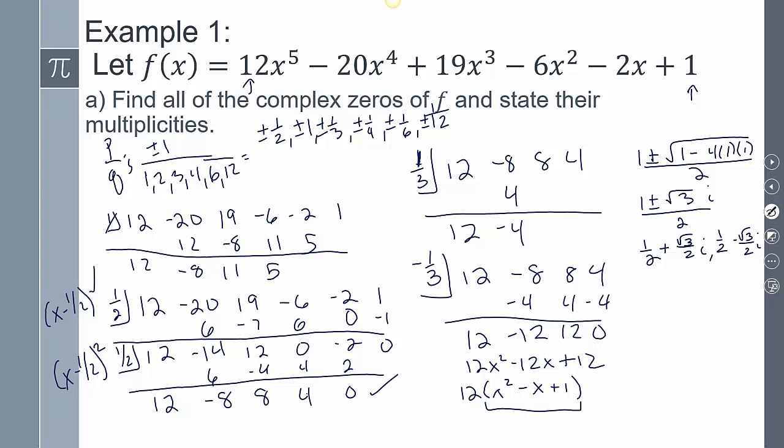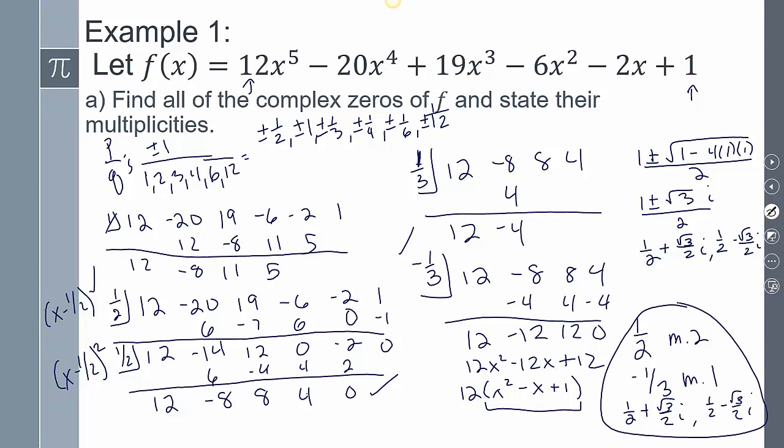So all of my zeros, if I'm going to list them, we said we have 1/2, which is multiplicity 2. We have negative 1/3, which is multiplicity 1. I have my 1/2 plus root 3 over 2i, and then I have my 1/2 minus root 3 over 2i. I have 1, 2, 3, 4, 5 zeros here, which matches what my complex zeros theorem is going to be.